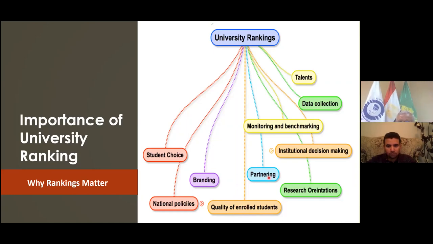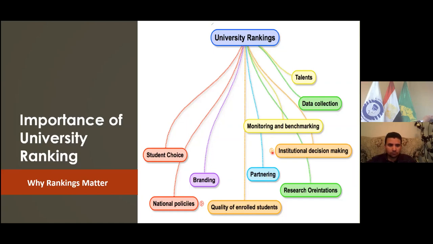Partnership: if I go to MIT and say, okay, I would like to do a partnership with you, he will start to search about me or pick up information about me. Is it useful for him to do this or not? For sure, if you are not in a position with at least an acceptable level of ranking to join him, this will not be done, because the partnership will be based on the ranking also.